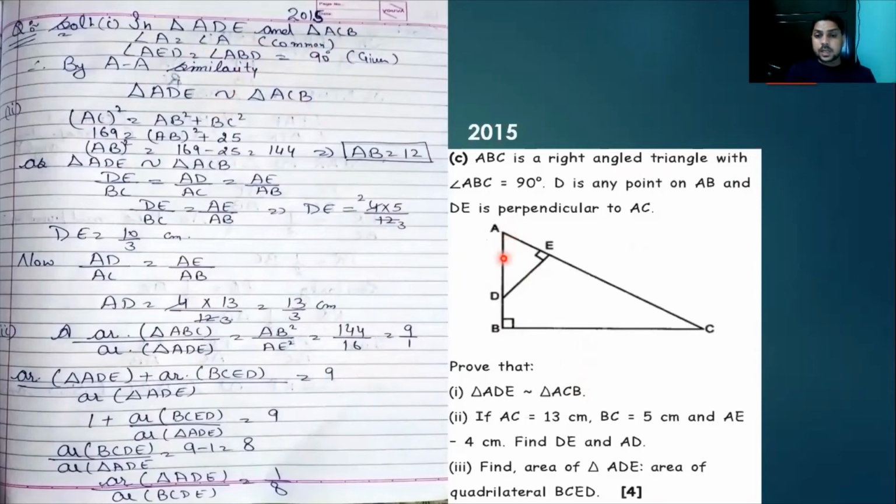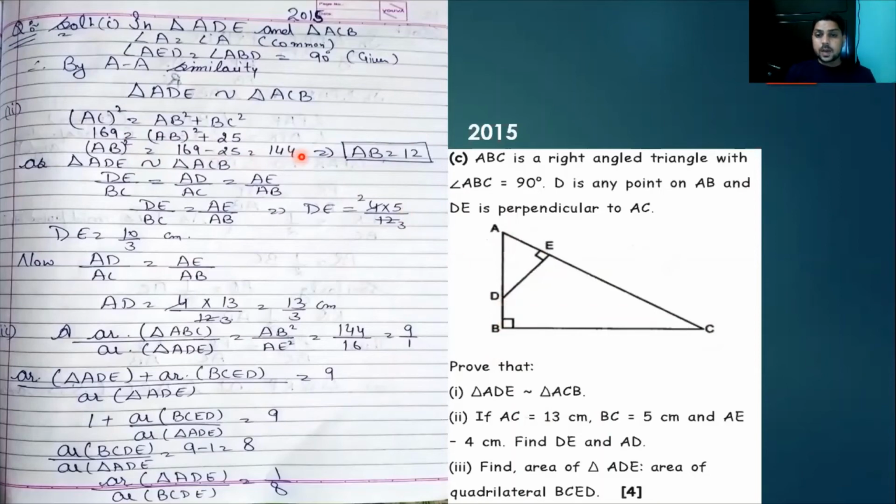Now, since the triangles are similar, their corresponding sides will be in proportion. First we have to find the value of AB, this complete length. AC is already given and BC is given. So applying the Pythagoras theorem, we have the value of AB here. AB is equal to 12 centimeters. This complete length is equal to 12 centimeters.